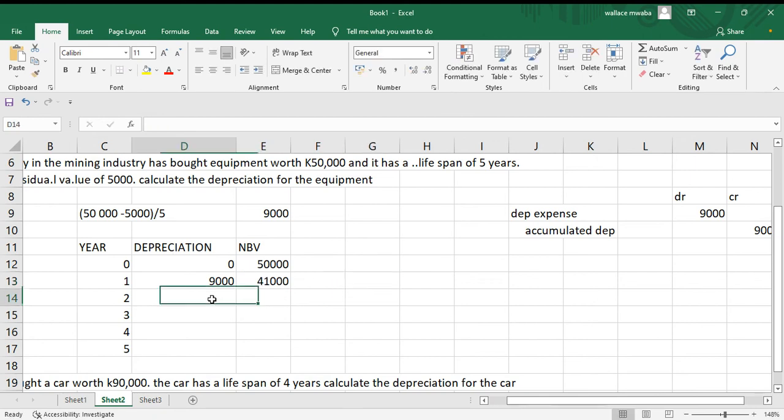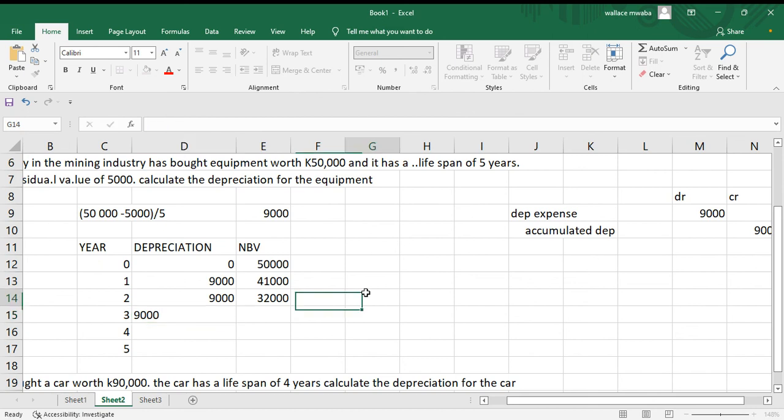Then in year two, again, we have another depreciation expense, because remember, in the straight line method, the depreciation will be equal every year. So to get the net book value for year two, we're going to say 41,000 minus 9,000, that will give us 32,000. In year three, again, we're going to have another depreciation expense. The net book value for year three, we're going to say 32,000 minus 9,000, we get 23,000.